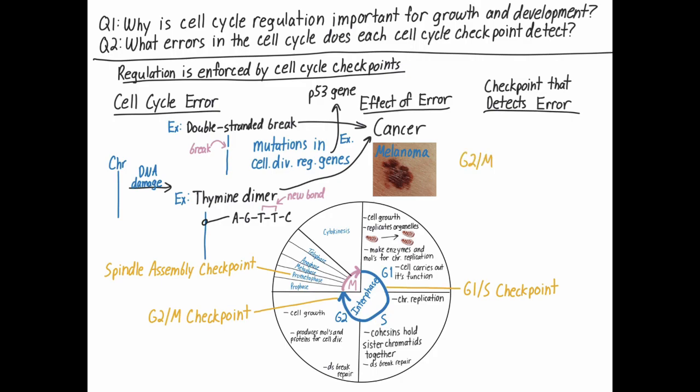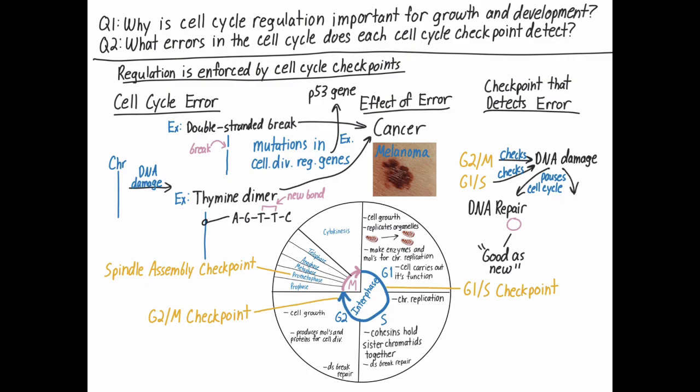The G2M checkpoint is in G2 and right before M phase, and checks for DNA damage. The G1S checkpoint also checks for DNA damage. If DNA damage is detected, the cell pauses the cell cycle, allowing DNA repair enzymes to repair the damage. Or, if that's not possible, the cell may destroy itself through apoptosis or programmed cell death.